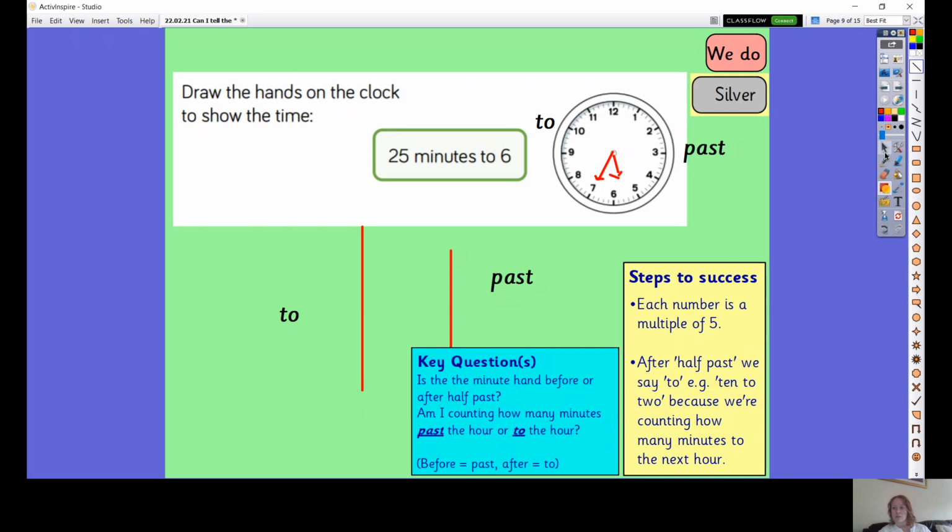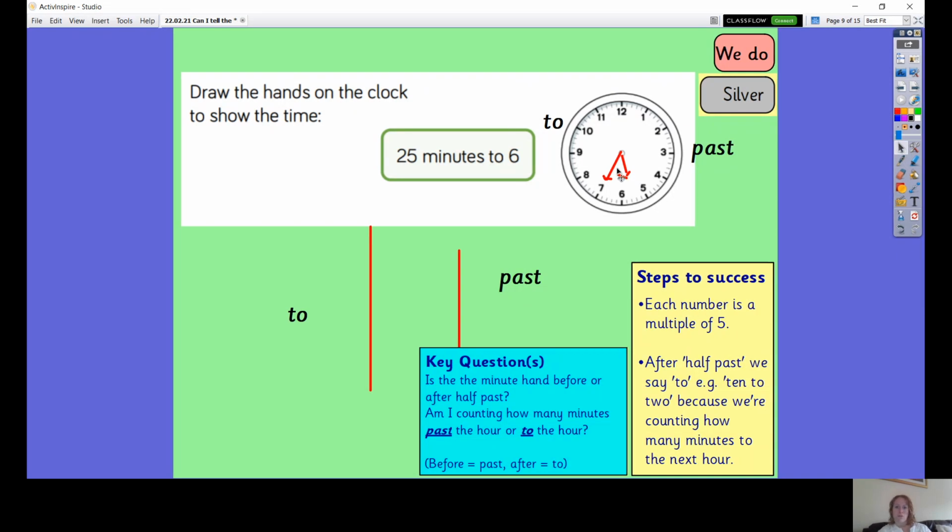Okay, so as long as you've got your hands, your minute hand should be pointing to the 7. Try not to go over the top of the 7 because it makes it hard to read. And your hour hand needs to be somewhere in between the 5 and the 6, ideally a little bit closer to the 6. If you've put it on the 6, that's all right as well. We'll let that slide.